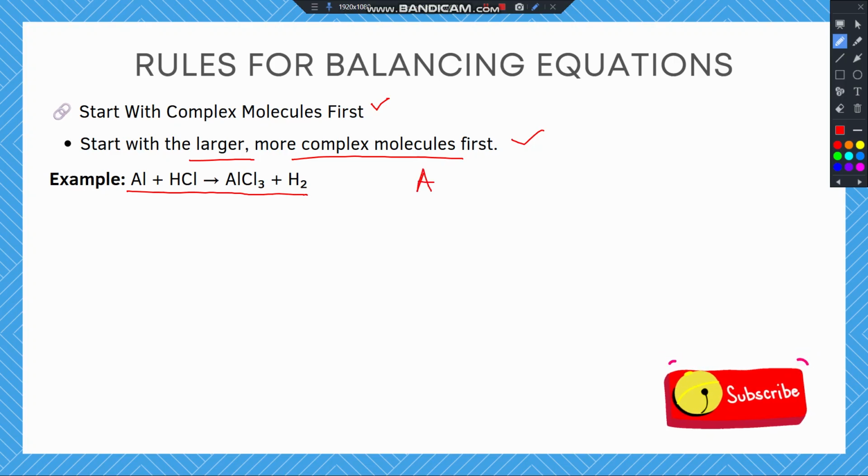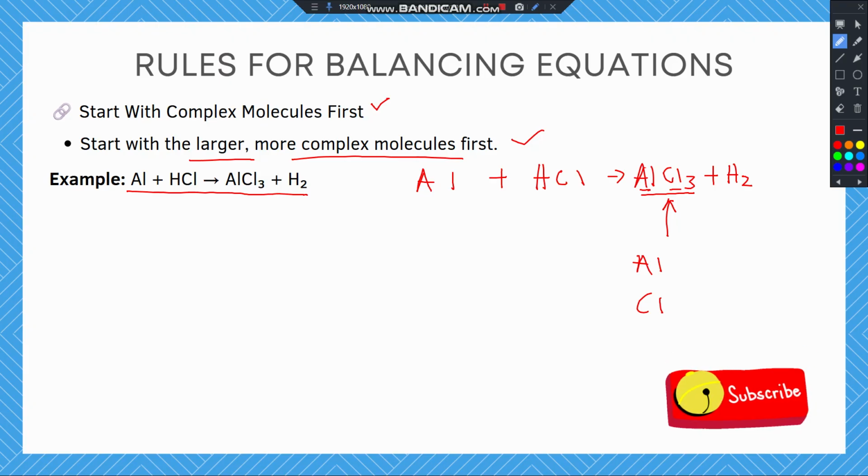We have Al plus HCl giving us AlCl3 plus H2. So now, looking at this equation, you can see that the most complex of them all is this compound over here, aluminium chloride, because it contains 1 atom of aluminium and 3 atoms of chlorine, altogether 4 atoms. So being the most complex of each and every one of the elements in this equation, we're going to start with this guy over here. So starting with this guy, we have 2 elements, aluminium and chlorine.